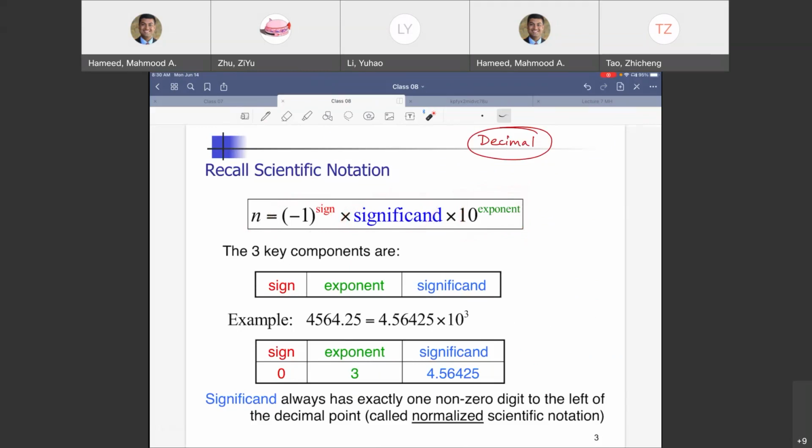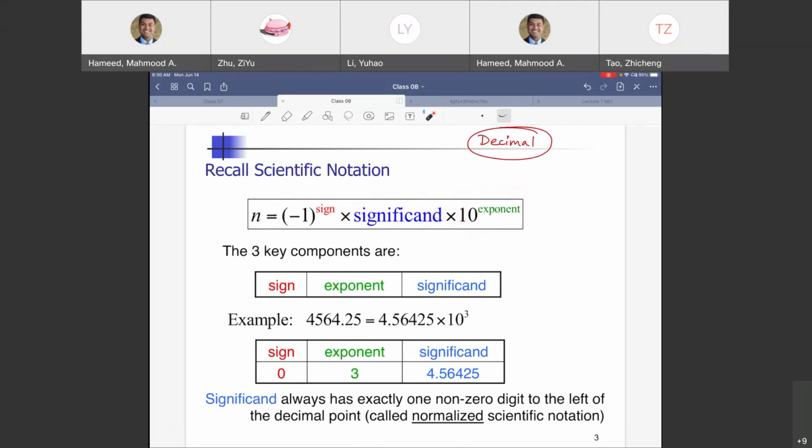For example, if you had, say, 4564.25, then you would write it as 4.56425 times 10 to the 3. So 4.56425 would become your significand, and 10 to the 3 would become your exponent.